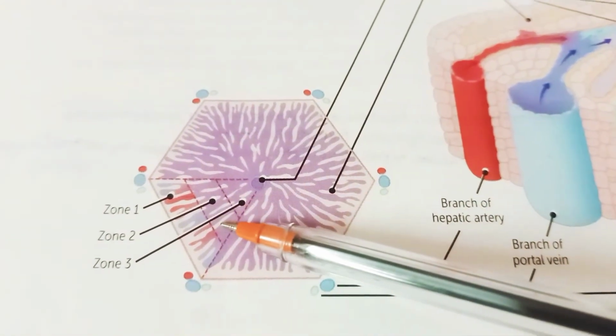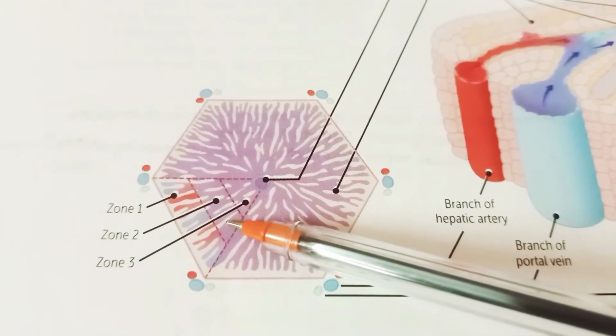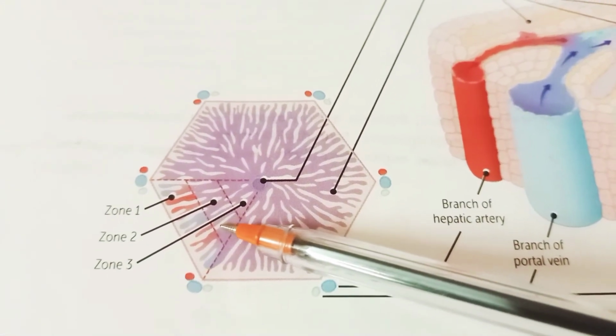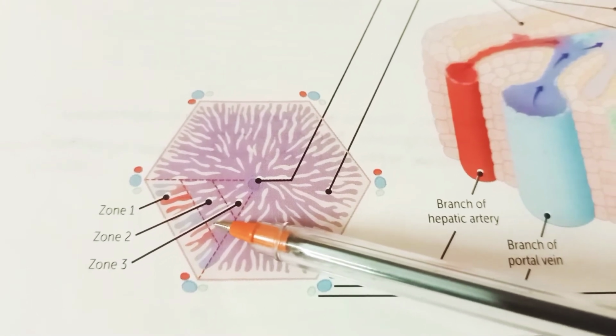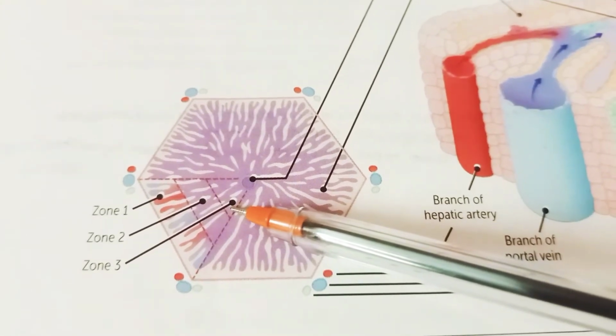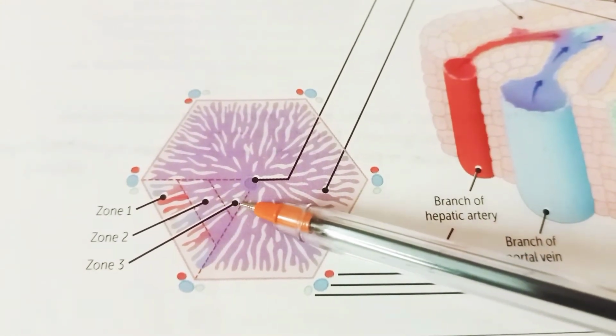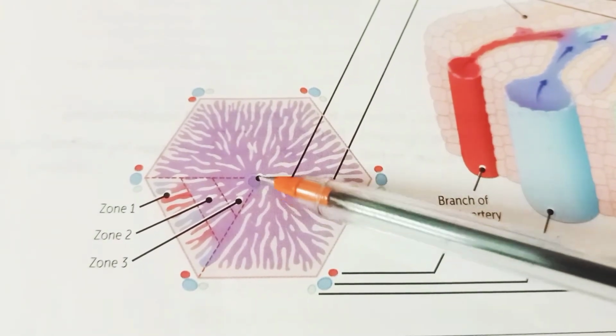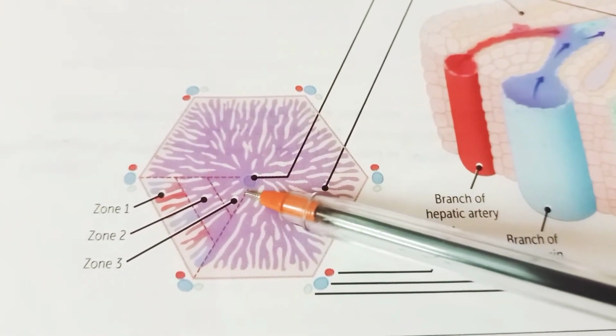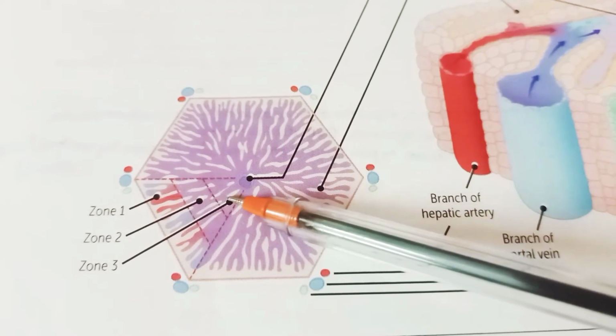Next, coming to zone 2. Zone 2 is the intermediate zone. Can you remember zone 2, right? 2 like yellow fever, double L there. Okay, and next coming to zone 3. Zone 3 is called the pericentral area, which is nearer to the central vein. This is the centrilobular zone.